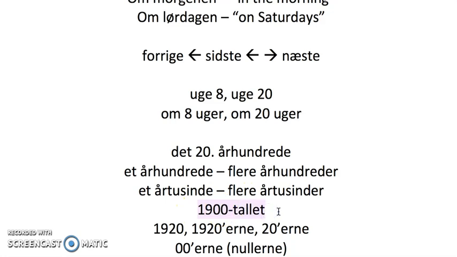1900-tallet. 1900-tallet is the 1900s. So instead of talking of century, we could talk of the 1900s. 1900-tallet.